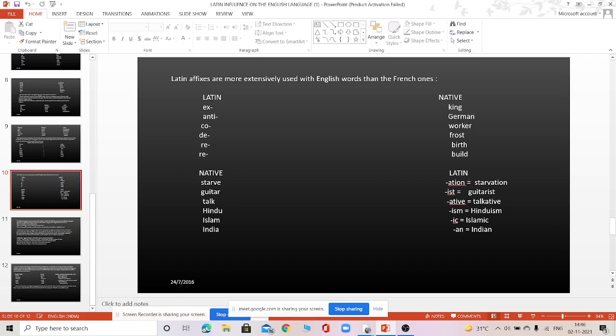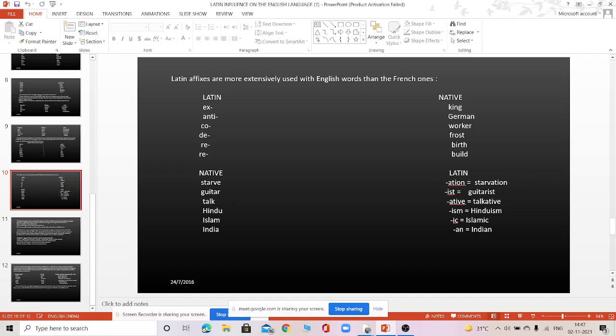Re plus birth, rebirth, to be born again. Re plus build, rebuild, to build again. So like this, and then the order is reversed. This is the native portion, where the Latin root is added to it. So what do we find here? Starve plus ation equals starvation.